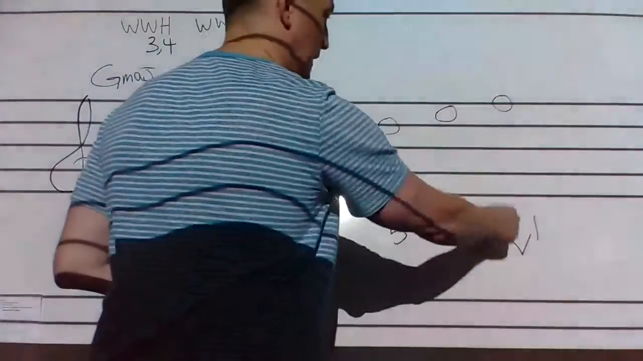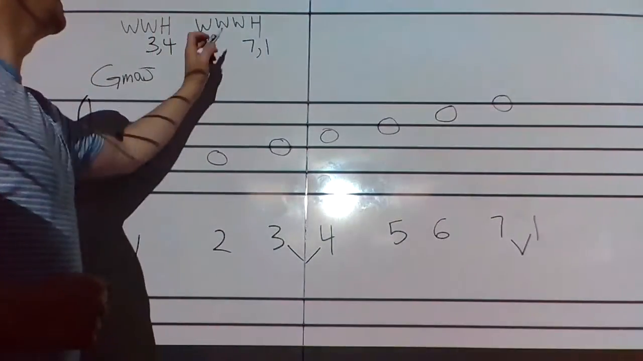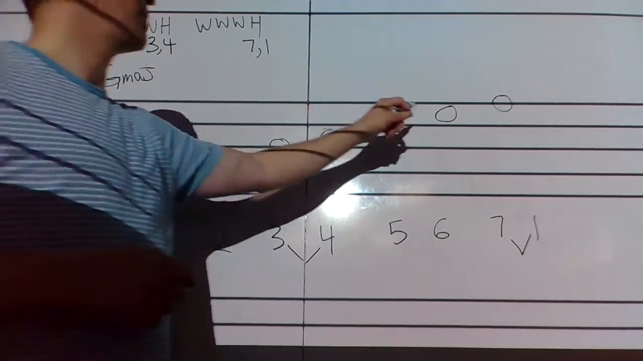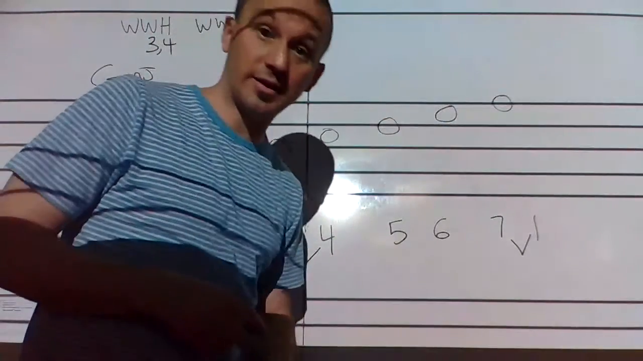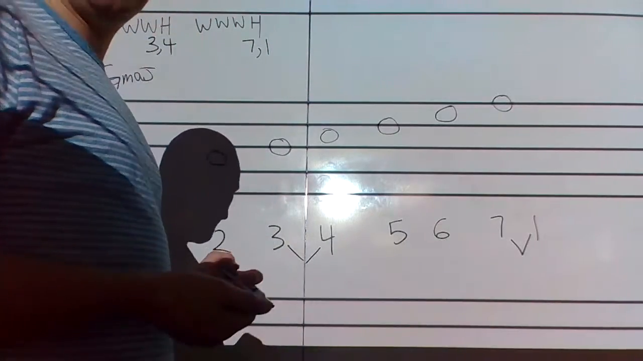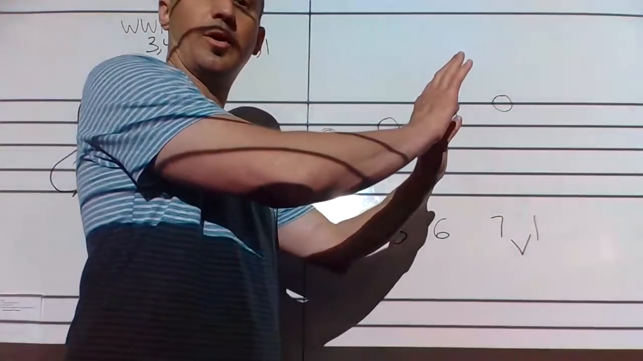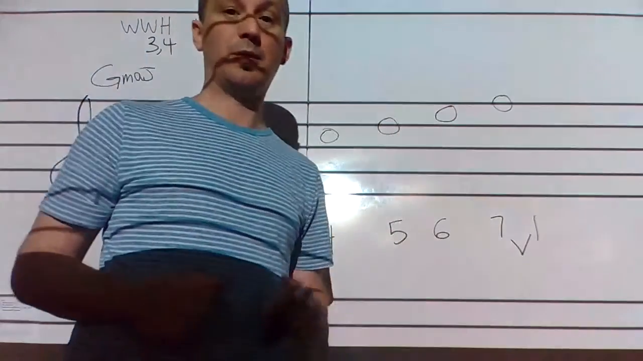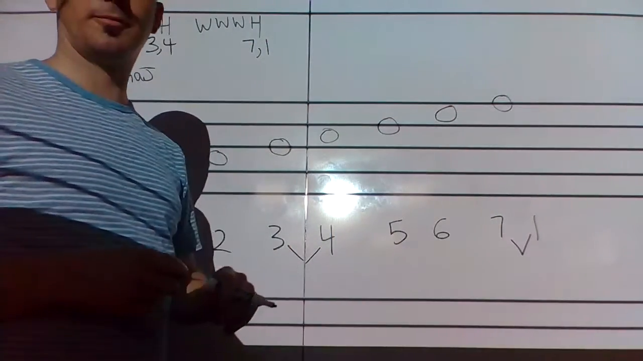This is the 7th degree. Some kind of an F. What do we need? We need a whole step. How far is E from F? A half step. Okay? So what do we need to do to that F? We need to raise it 1/2 step. Because we need to end up with a whole step here.